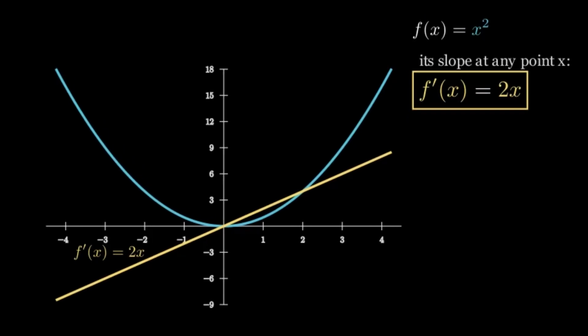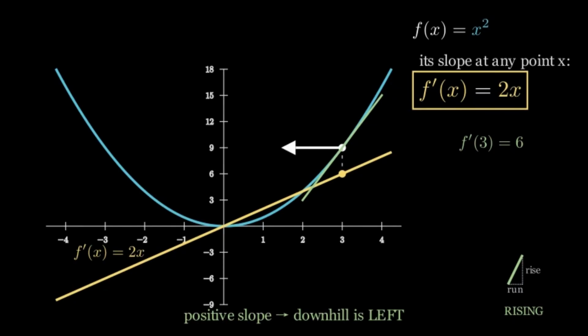Take x equals 3, put it in, f prime of 3 is 6 on the blue curve. That's a tangent leaning uphill to the right, rising. On the yellow line, that same 6 shows up as a height 6 units above 0, and here's what it buys us. The slope is positive, which means moving right takes us higher. So to go down, we go left.